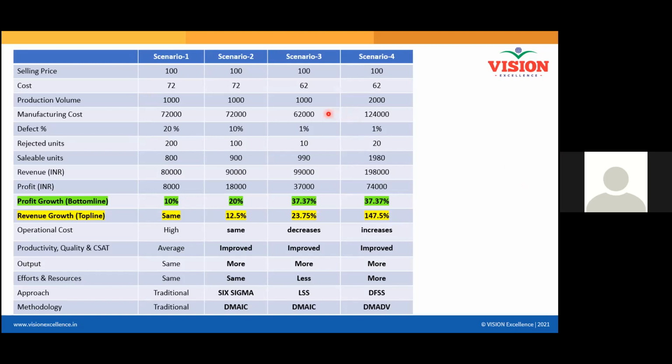So improvement also requires some investment, sir. From scenario 1 to scenario 3. Yes, but sir, from scenario 1 to scenario 3, we reduce the defects from 20% to 1%. That improvement may require some investment also, no, sir?